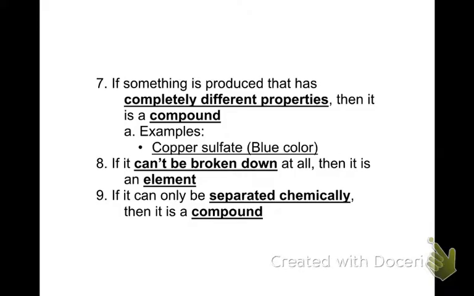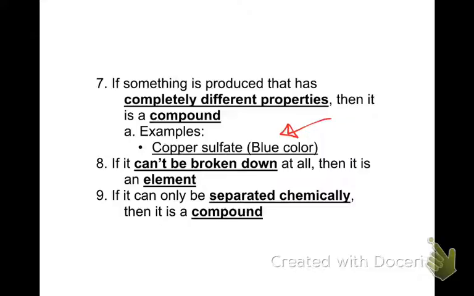If something is produced that has completely different properties, then it's a chemical compound. Remember our copper sulfate? We had copper-colored copper, yellow-colored sulfur, and colorless oxygen, which yielded that bright blue crystal. That difference in color was indicative of the fact that we had created a new compound with completely different properties, through chemical means.